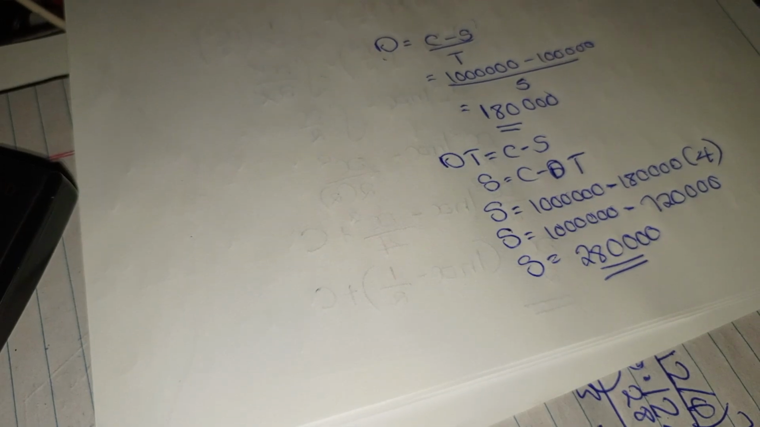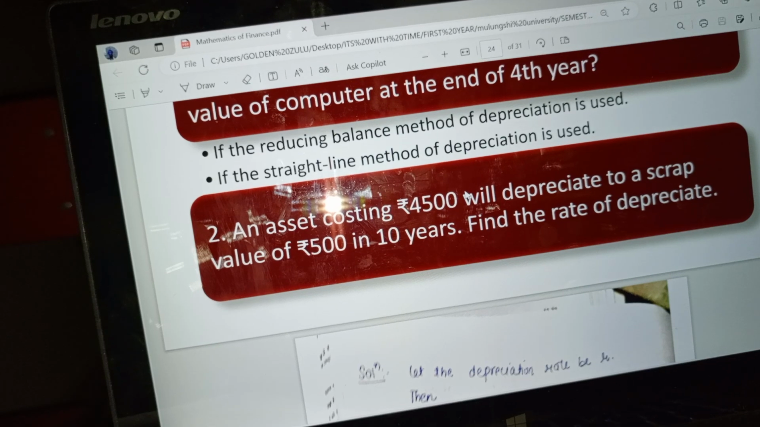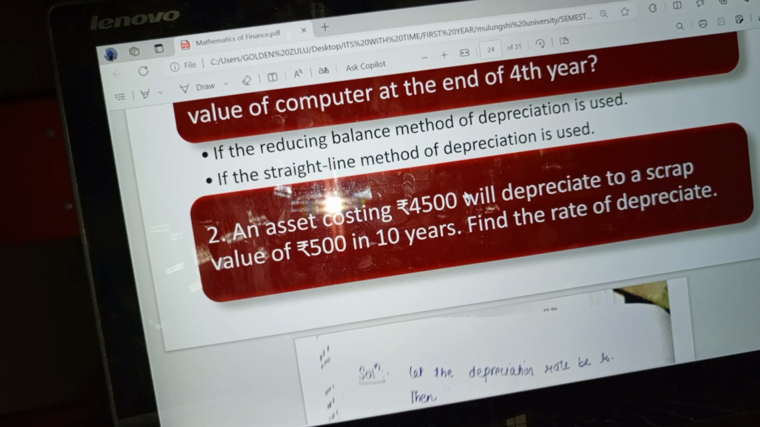Then we have the last question here, which reads, an asset costing 4,500 would depreciate to a scrap value of 500 in 10 years. Find the rate of depreciation. So you can pause the video so that you solve and you compare the answers.